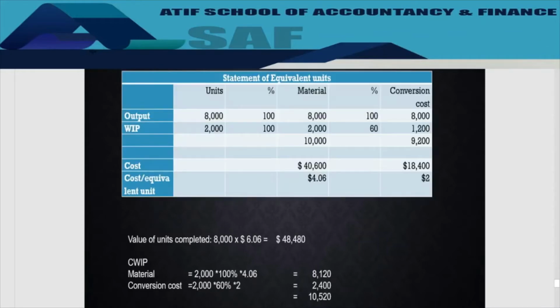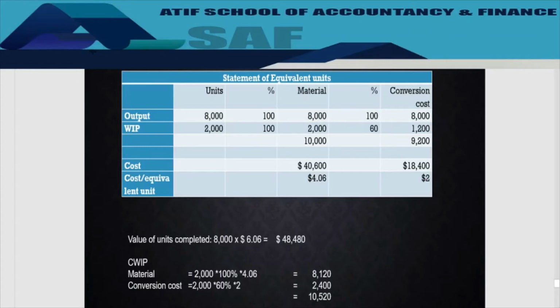For calculating statement of equivalent unit, 8000 units which have been completed will be recorded 100% with respect to material as well as with respect to conversion cost. But units which are still in process would be recorded according to their stage of completion. With respect to material, these 2000 units are 100% completed. So these are recorded as 2000 in the statement of equivalent unit of material. So materials equivalent unit would be 8000 plus 2000, 10,000 units.